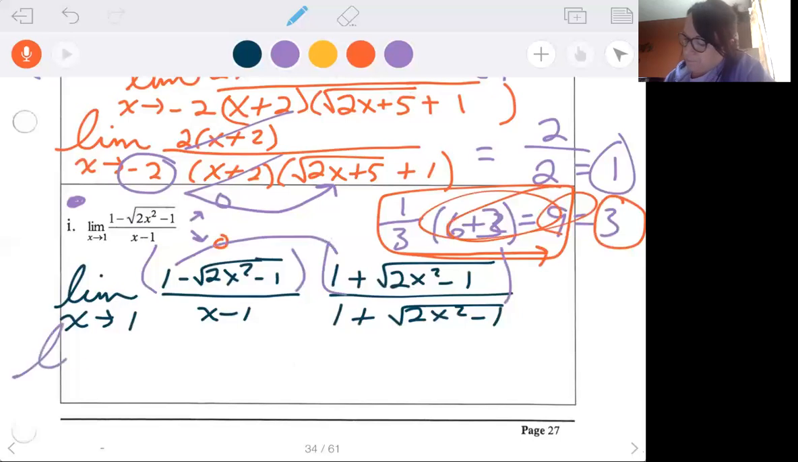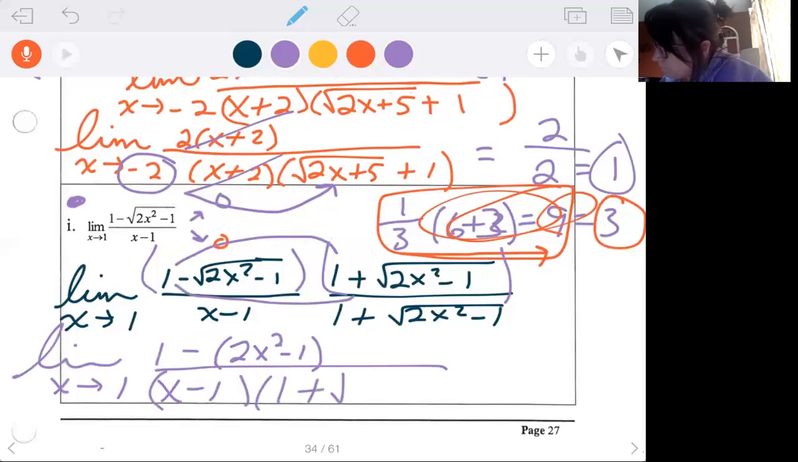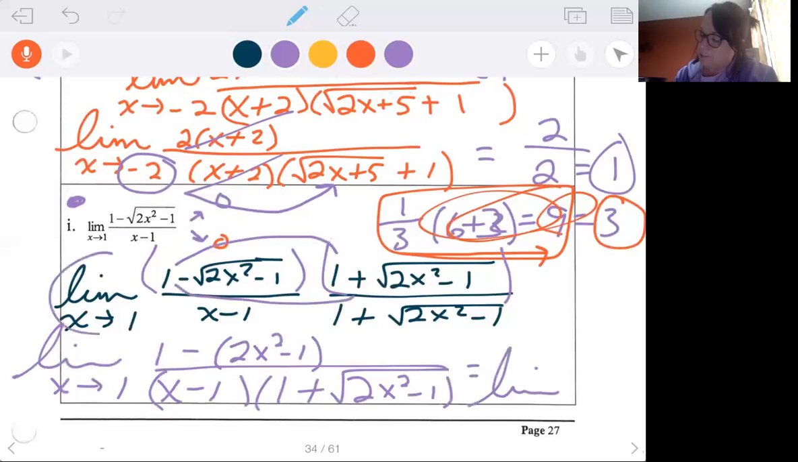So limit as x approaches 1 of 1 minus, don't forget to put this in parentheses. So again, with our conjugation, the outside and the inside are going to cancel, and then I'm going to end up with a minus that whole chunk all over that whole denominator. All right, equals, and I should have been stressing this more, you really need to make sure this limit comes down with it as you rewrite it.